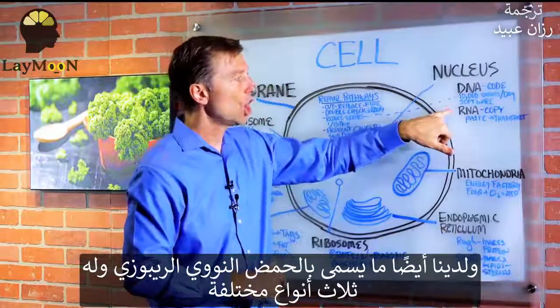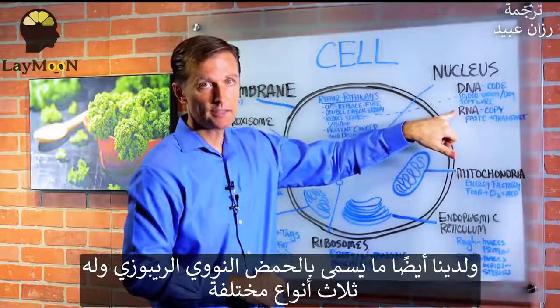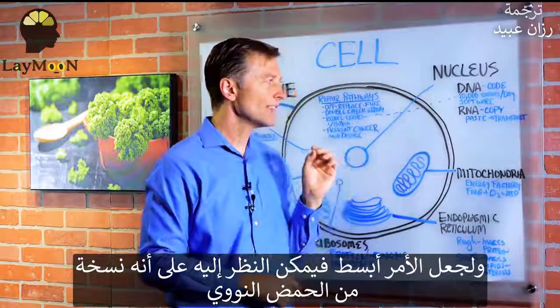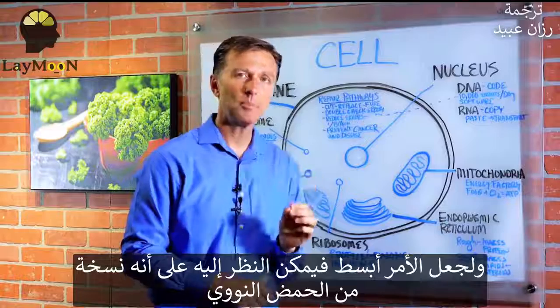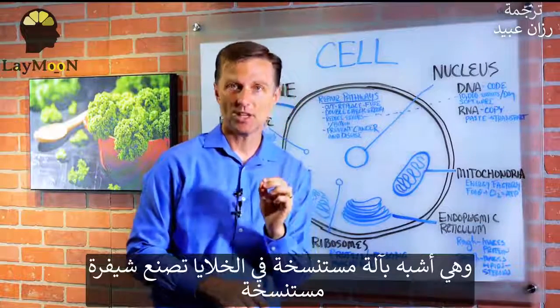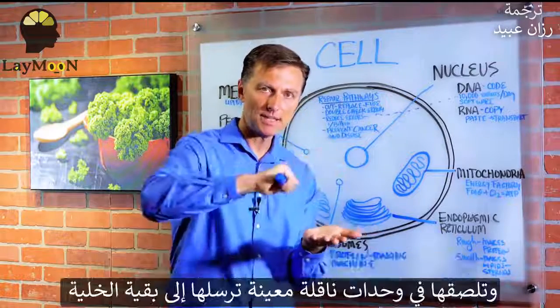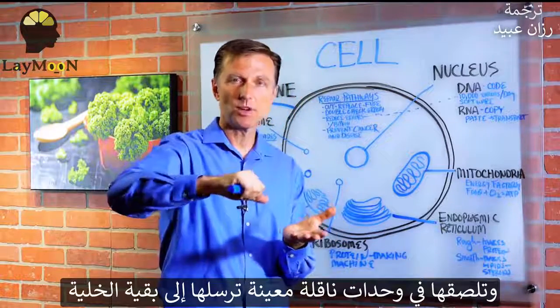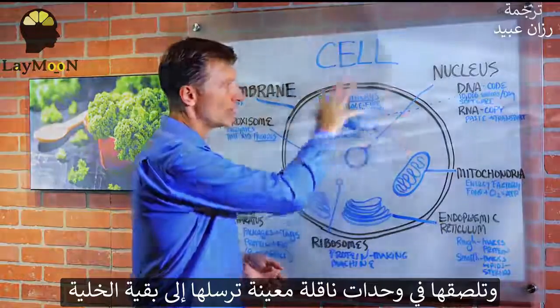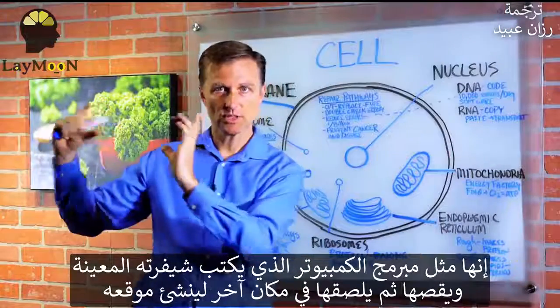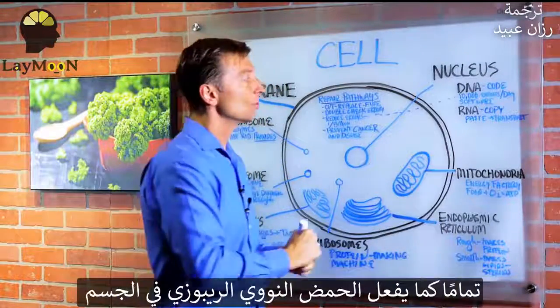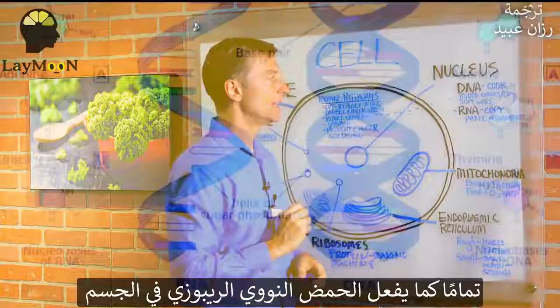Then we have what's called the RNA. Now there's three different kinds, but just to simplify it, you can look at the RNA as a copy of the DNA. You have a copy machine in your cells. So it makes a copy of the code, and then it pastes it into certain transport units that send it out through the rest of the cell. So just like a computer programmer that would write his certain code and then maybe cut and paste it into a different thing to make a website, your body has the RNA to do that as well.